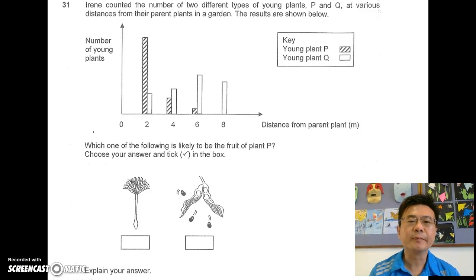Question 31. Which of the following is likely to be the fruit of plant P? Choose your answer and tick in the box, and explain your answer. The answer is the fruit on the right.